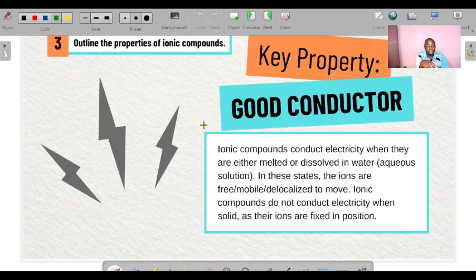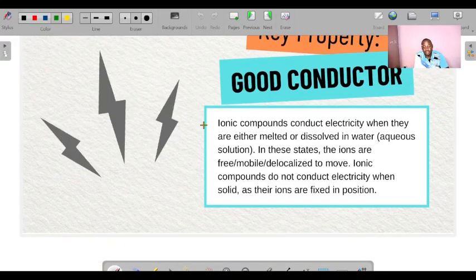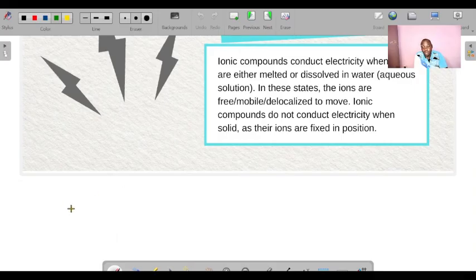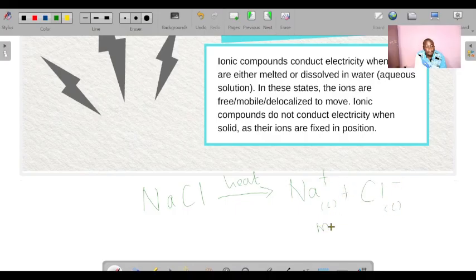They do this because if you take an example of sodium chloride, and assuming we heat it, we are going to free the sodium ions, now in liquid state, plus the chloride ions, and we say they are in molten state. So in simple terms, in this stage our ions are free, or mobile, or delocalized.